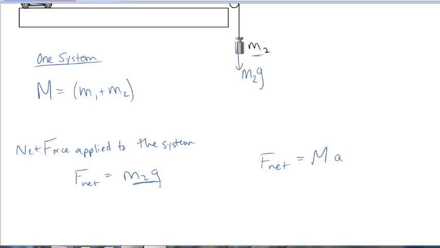So I'll leave it there, and knowing that we know the net force and we know the mass of the system, we'll look a little further at the implications of this and the answers that come out of it in class next time.